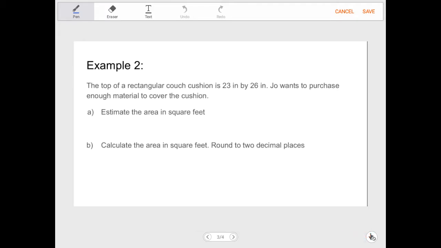You have the top of a rectangular couch cushion that is 23 inches by 26 inches. Joe wants to purchase enough material to cover the cushion. Now this is kind of an interesting one because what we have to do here is put this into square feet, which is a little bit of a throwback to our last unit where we had to do some conversion. So let's just kind of estimate. You might remember, or you could look up on your conversion factor sheet, that 1 foot is equal to 12 inches.